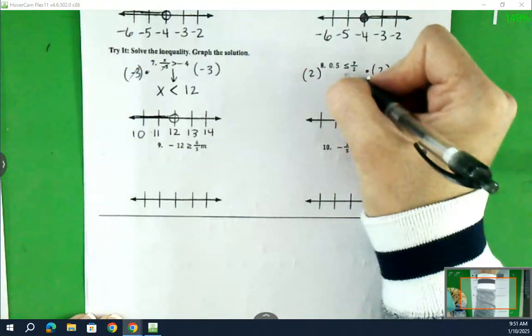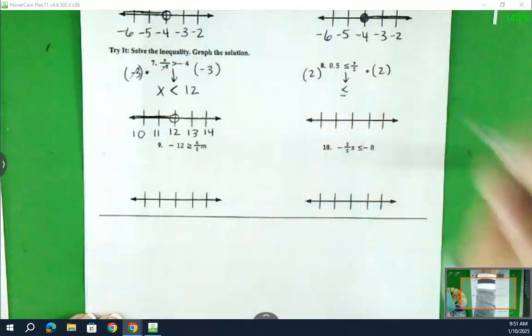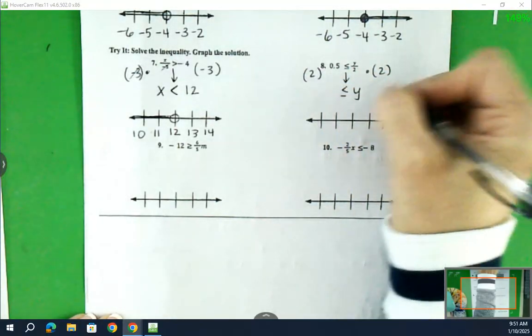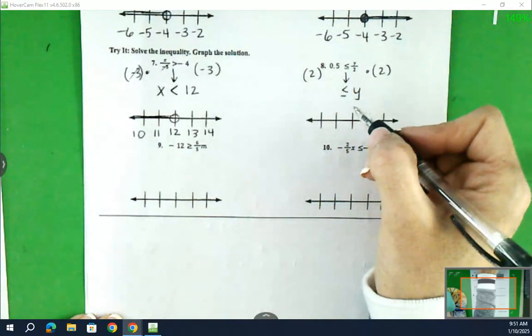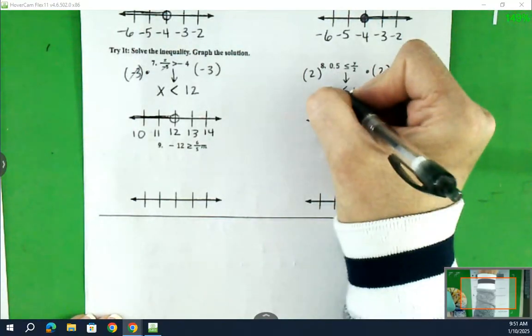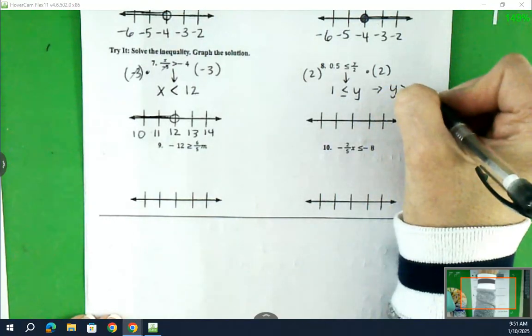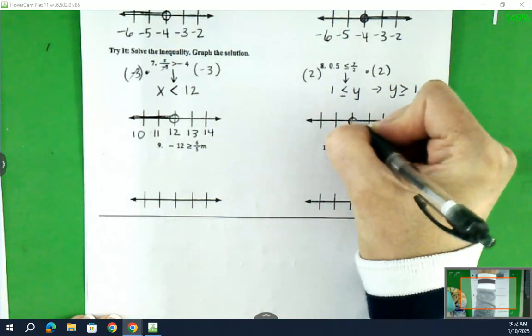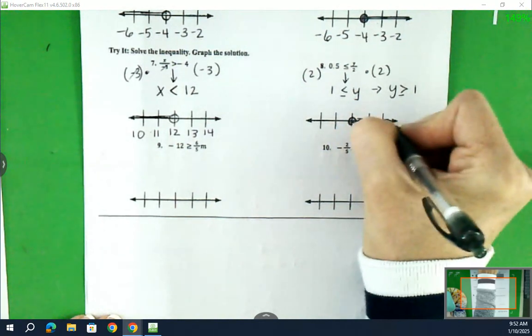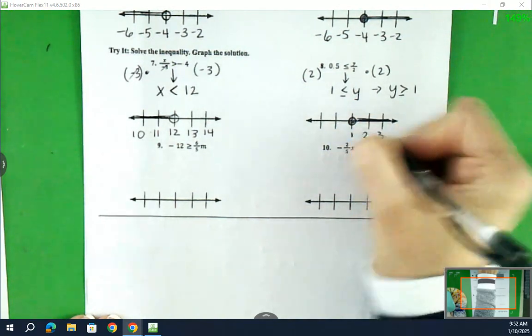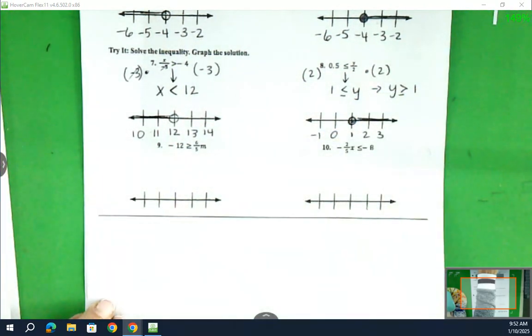Number 8, we have y divided by 2, so we're going to multiply by a +2. Since we're multiplying by a positive, we do not switch the direction of the sign, and we get y is greater than or equal to 2 times 0.5 is 1. We want to rewrite that as y is greater than or equal to 1. We're going to have a shaded in circle, shading to the right, 1, 2, 3, 0, -1.